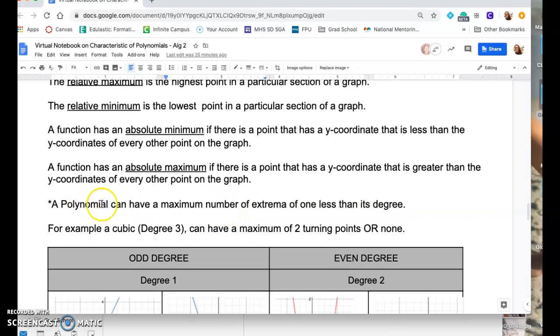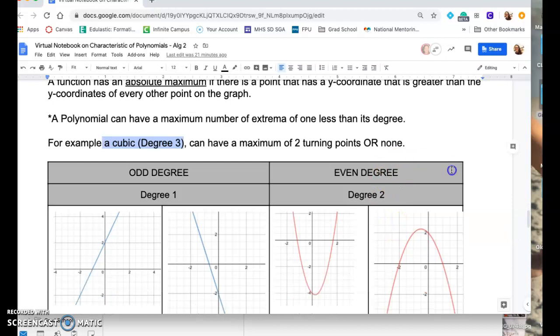One thing to note is that a polynomial can only have a maximum number of extrema that's one less than its degree. So for example, if you have a cubic, that's a degree of 3. It can only have a maximum possible number of 2 turning points, and then it goes down in pairs, so 2 or none. Let's look at some functions.